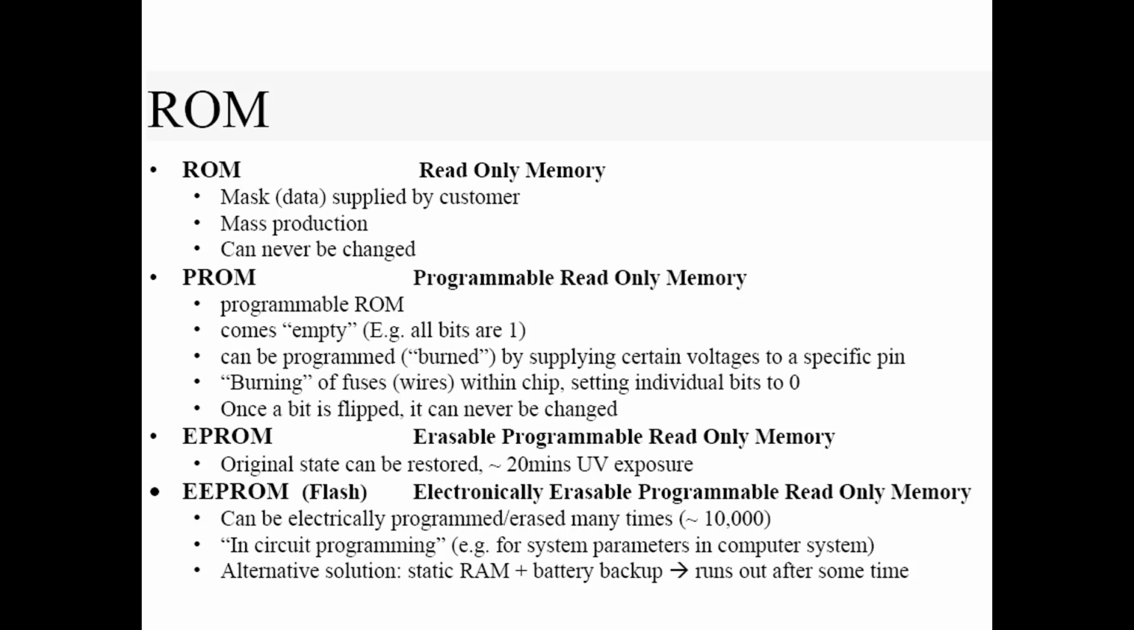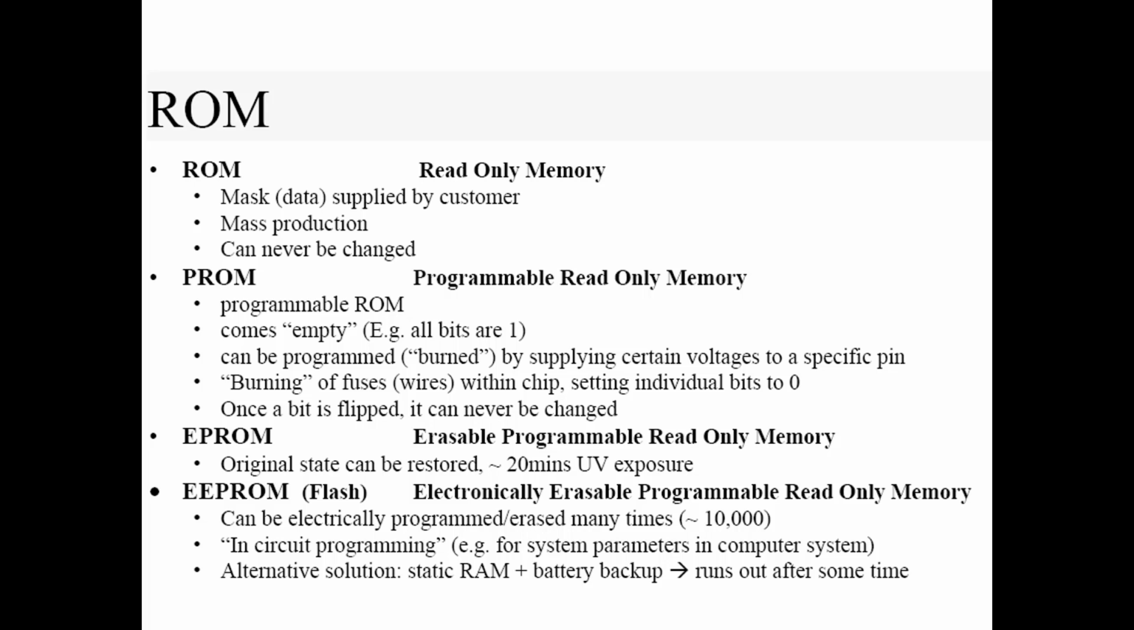Number one, non-volatile: retains data without the need for a continuous power supply. Number two, permanent storage: typically used to store firmware or software that does not need to be modified frequently. Number three, read-only: data stored in ROM can only be read and not written during normal operation. We have the types of ROM.